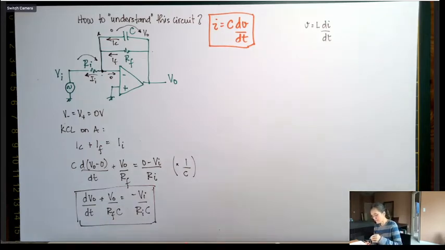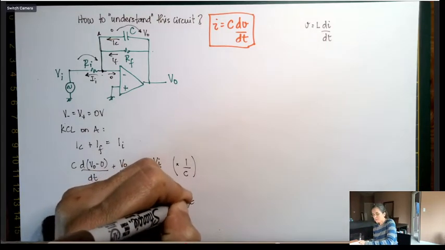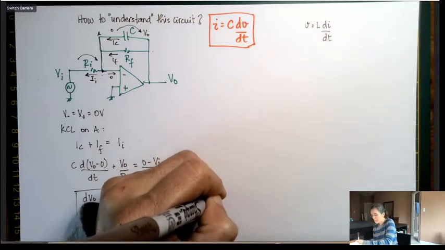Well, anyway, that's all I wanted to say. But RC is going to be a super important term for us, even though here we have R_F and R_I, and you see the derivative of V_out is proportional to V_in, which means this is an integrator. It's really integrating V_I. This is an integrator circuit.